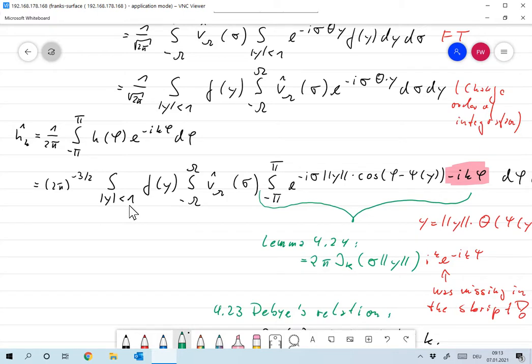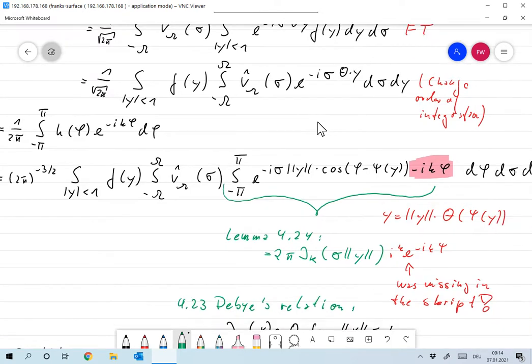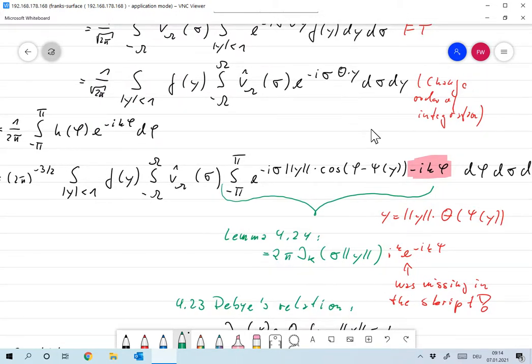Then we have the integral over the absolute value of y, this should be a norm, the Euclidean norm, smaller than 1, of f of y, integral minus omega to omega, v omega hat of sigma. And now we have this integral from minus pi to pi, e to the minus i sigma, and then something like theta times y. I want to write y as the norm of y times theta of psi of y. I can always write y as the norm of y times a unit vector, and that's what this should be. So psi of y is the angle that y forms with the x-axis.